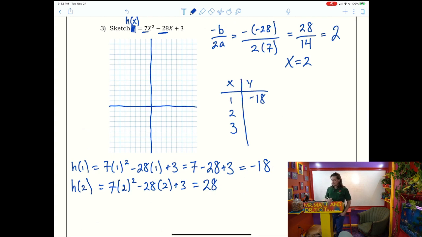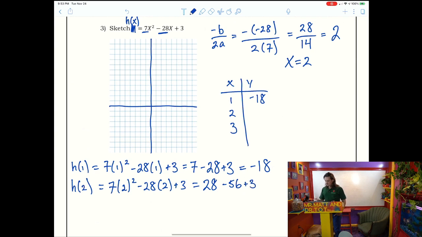28 times 2, that's going to be 2 times 2 less than 2 times 30, because the difference between 28 and 30 is 2. So if I think to myself 30 times 2 is 60, so 28 times 2 is going to be 2 times 2 less than that. 60 minus 2 times 2 is 60 minus 4, which is 56. So this is going to be negative 56.